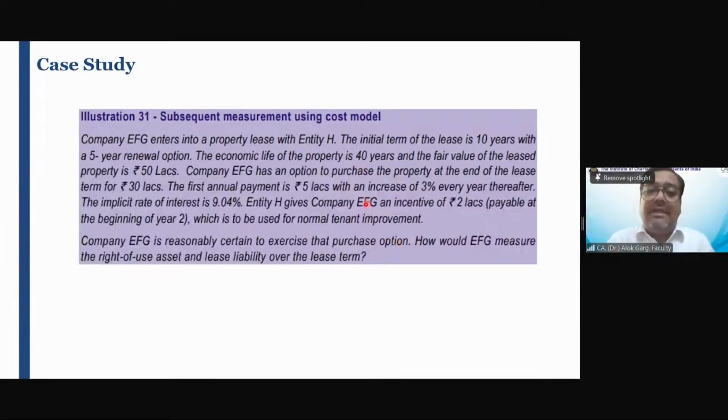Okay, then we will cover illustration number 31. So let's take a break of 10 minutes before we move on to illustration number 31. It's 8:27 now. Let's have a 10 minutes break. We will start at 8:37. Okay. Ashok ji, break start.